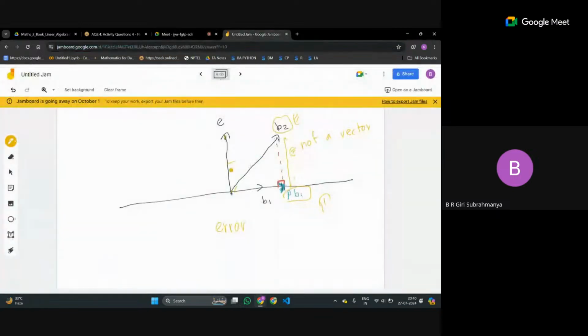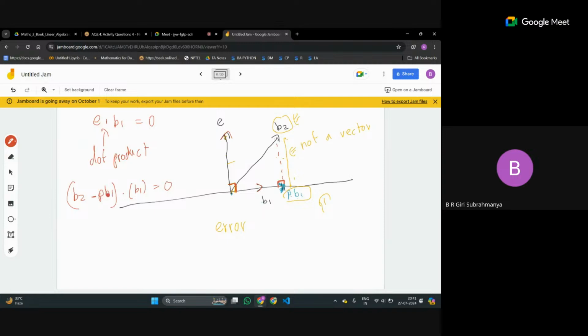Now since this is 90 degrees, this vector and B1 are going to be orthogonal, correct? Then the error vector times B1 is going to be 0. That is the dot product. So what is the error vector? B2 minus PB1, right? This is your error vector. Now you do the dot product with B1, you will get 0.